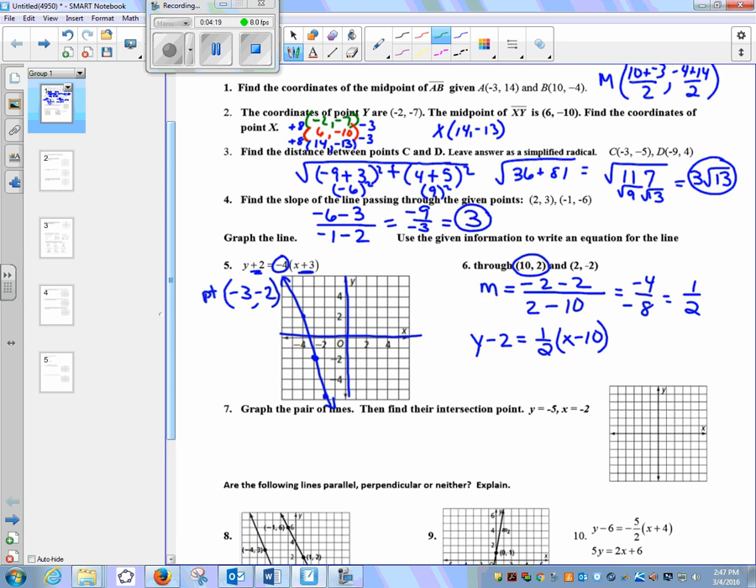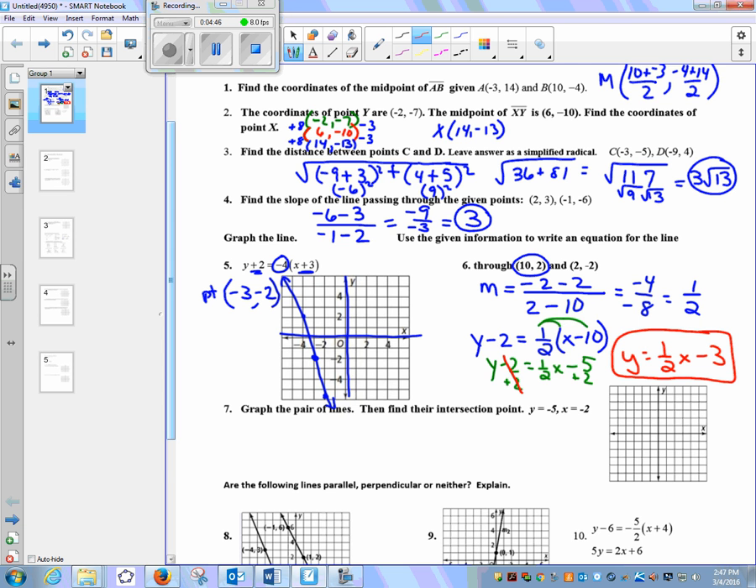If I want to write this in slope-intercept form, I'm just going to solve for y. So y minus 2 equals 1/2 x minus 5, because 1/2 times 10 is 5. Add 2 to both sides. My final slope-intercept form would be y equals 1/2 x. Negative 5 plus 2 is negative 3. That's my final answer there.